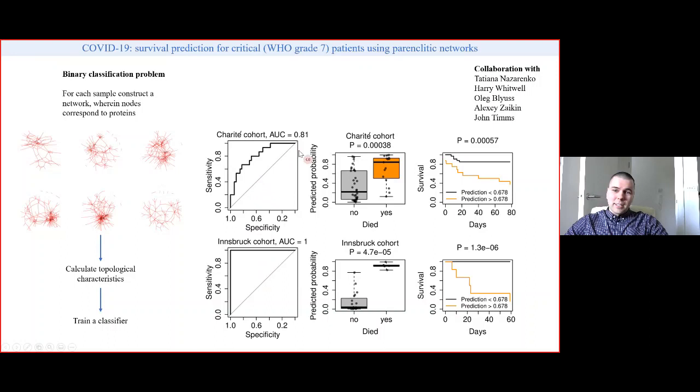And what I would like to note is that the Charité cohort has a median time until outcome of 39 days, the Innsbruck cohort 22 days. So in both cases, the prediction is done weeks before the outcome. So I think it demonstrates the power of the method. We're able to predict things quite accurately, even 4 or 5 weeks before the eventual outcome.